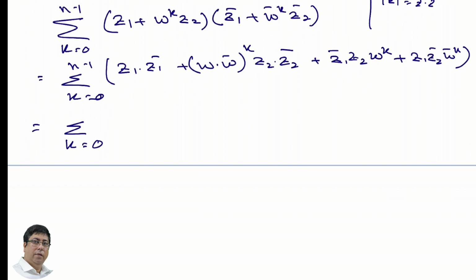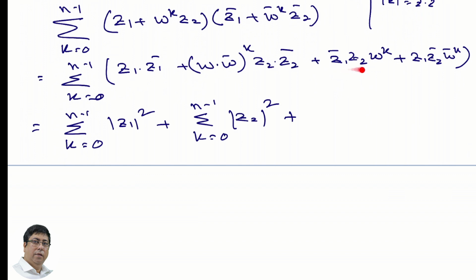First, the sum for k equal to 0 to n minus 1 of z1 into z1 bar, that is mod z1 square. So I am writing mod z1 square plus, here omega into omega bar is mod omega square, and as we know, for every nth root of unity its mod is 1. So we can write 1 into z2 into z2 bar, that is mod of z2 square, same as the first term.